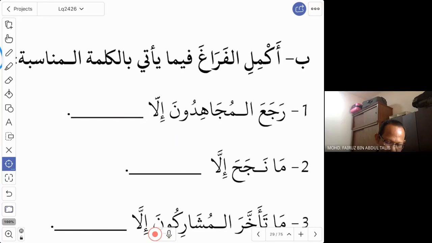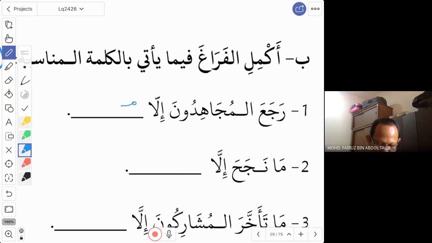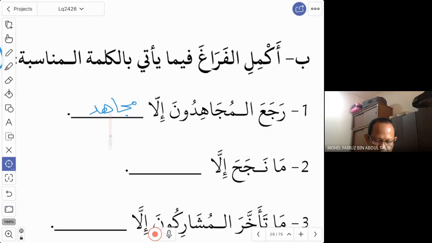Mujahidun. Mujahid. You want to say Mujahid. One Mujahid. Okay. So you can say, except Mujahid. Except one Mujahid. So one Mujahid did not return. Illa Mujahid. Except one Mujahid. Okay, good. Now you have the mustasna minhu.